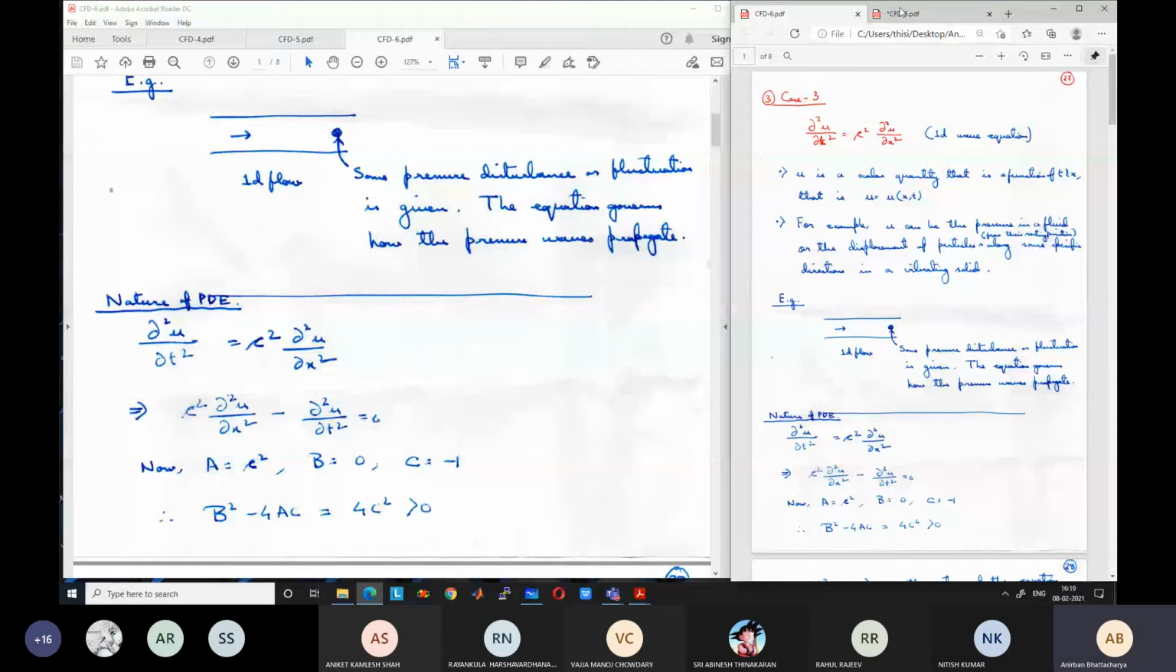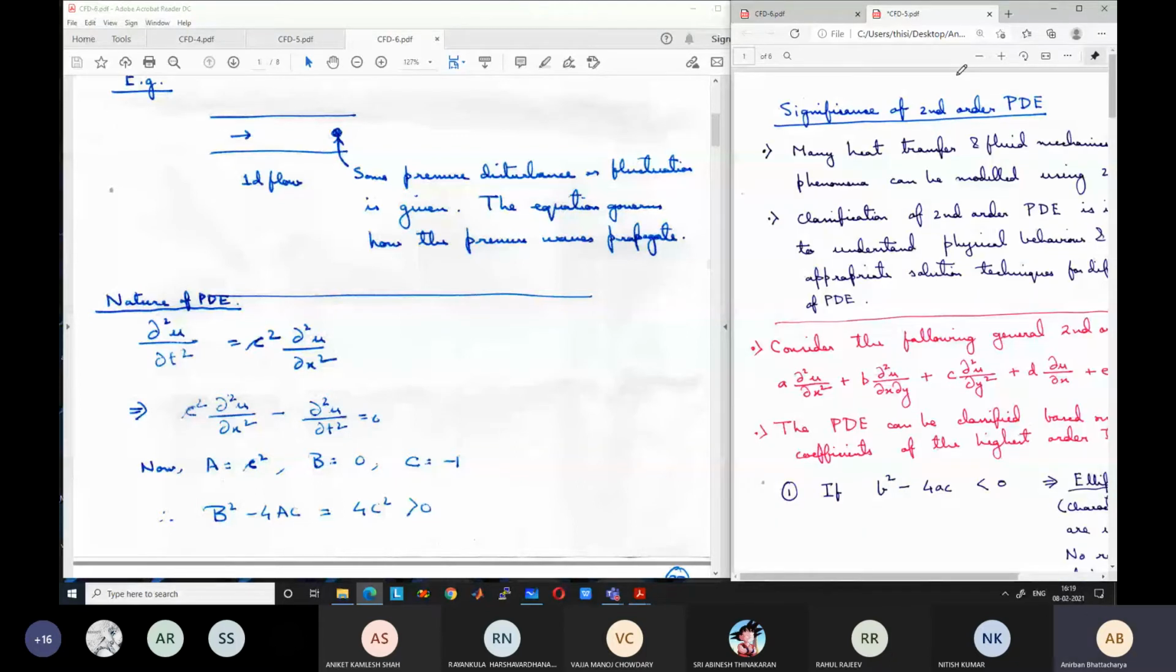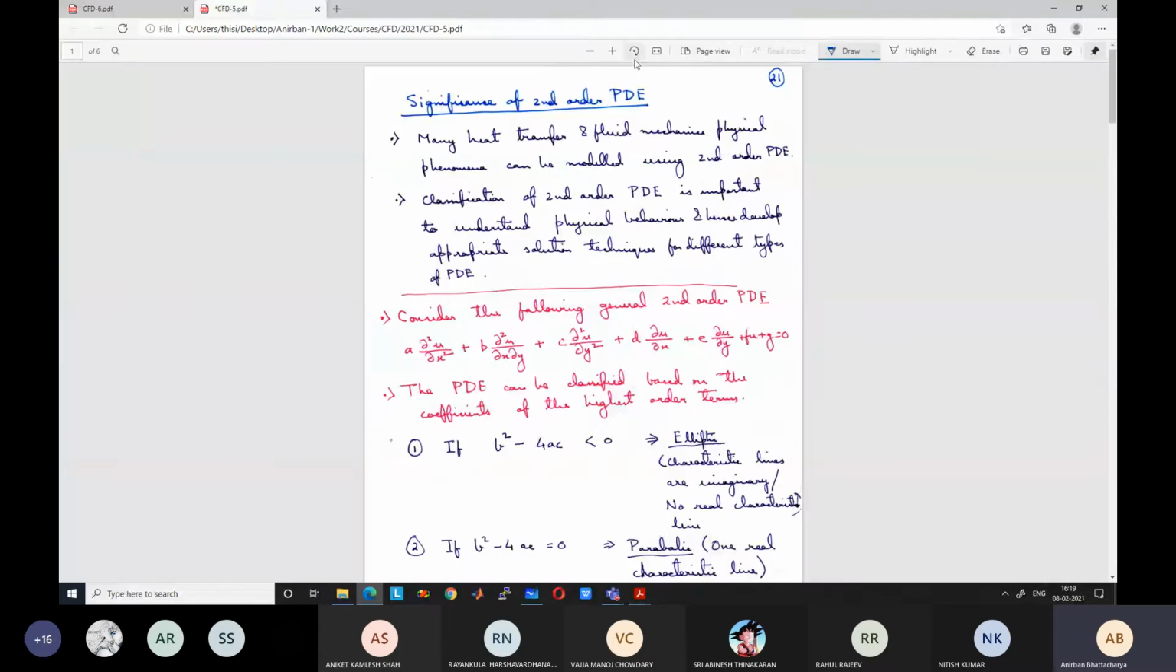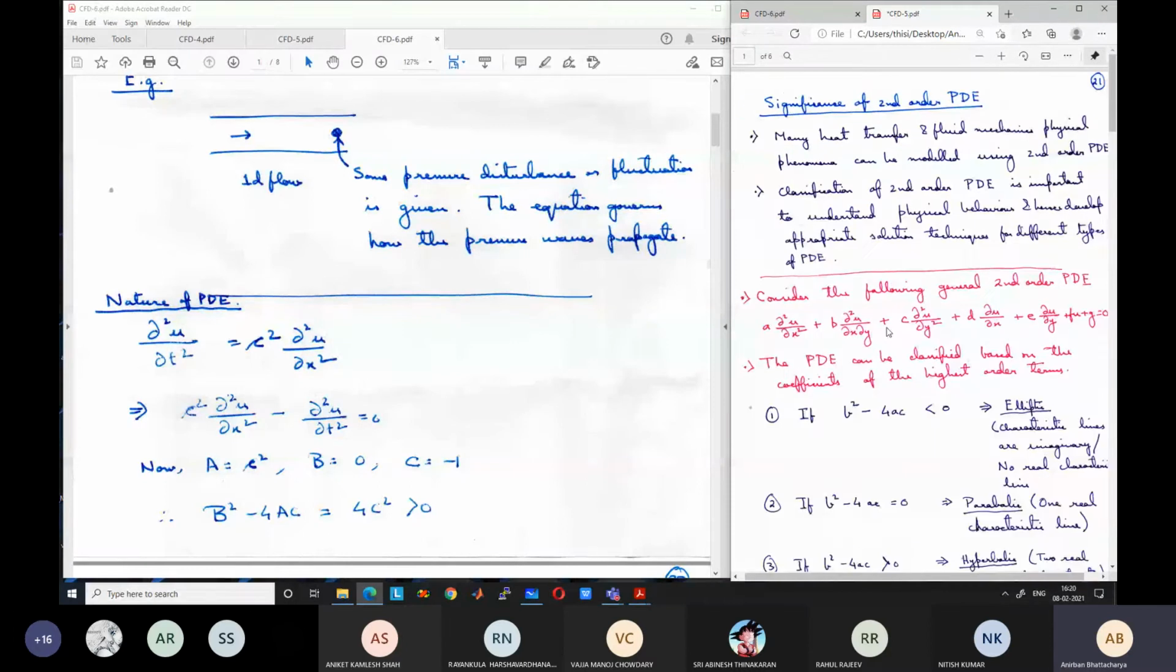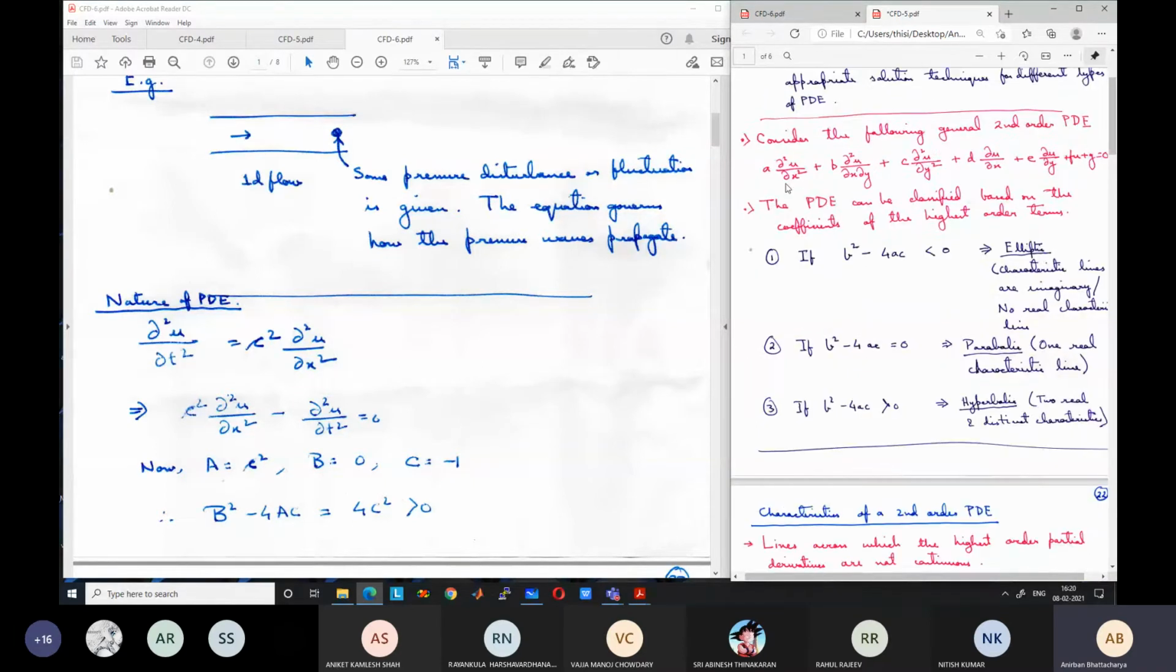So this form was the general form, and when we can write it in the general form, we can find out what is A, B, and C, and then we can find out the nature of the PD. Okay. So we have written in the general form. So we can consider A as C square, B equal to 0 because there is no mixed derivative, and C equal to -1. So with respect to x, the coefficient A is C square, mixed derivative coefficient is 0. And the other double derivative coefficient is -1.